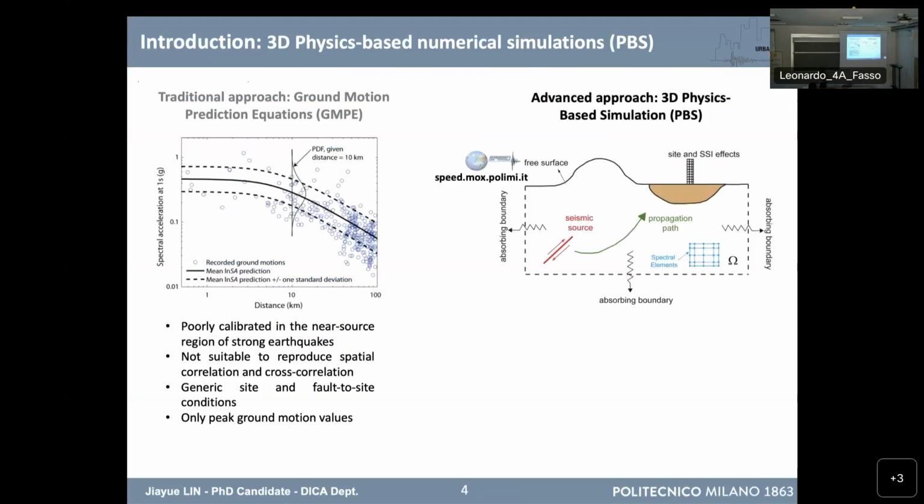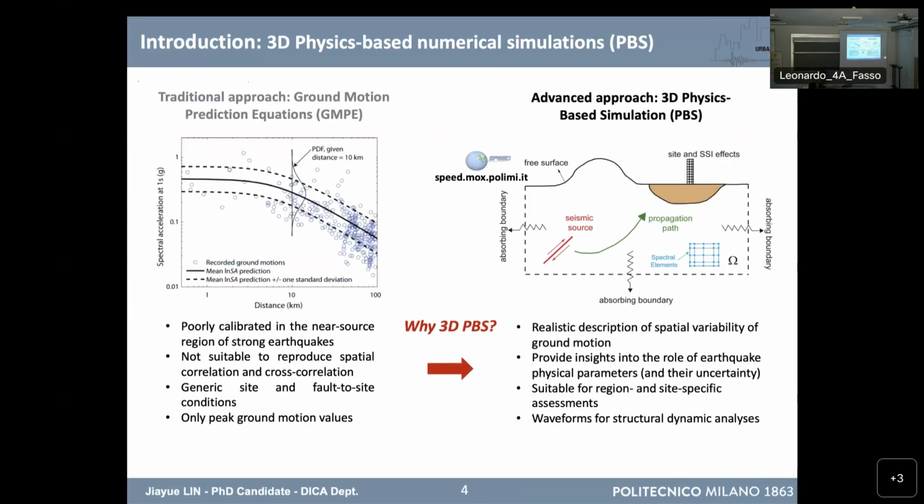And then we applied an advanced approach, which we call the 3D approach. This approach considers the seismic source, the propagation path, and also the local site conditions. By using this method, we can take advantage of several things. Firstly, it gives us a more realistic description of the spatial variability of earthquake ground motion. Also, because this method is based on physical parameters, it gives us a chance to investigate the effect of those physical parameters. Since we can define our numerical model, it can be region- and site-specific. Last but not least, it can provide the full waveforms, which is potentially useful for dynamic structural analysis.